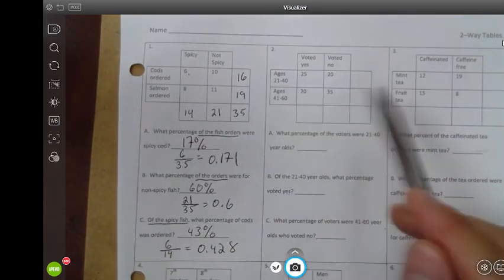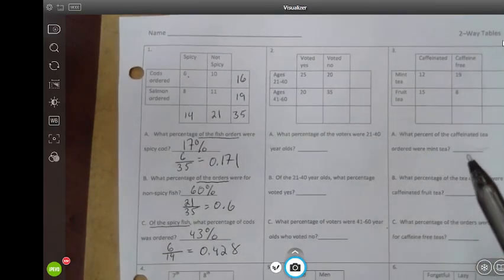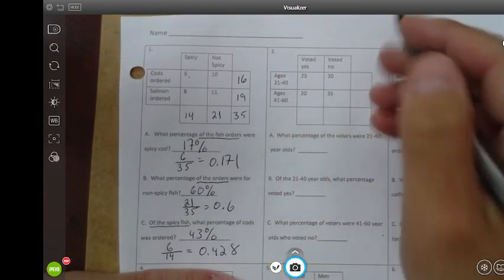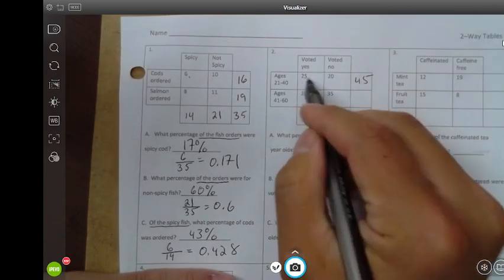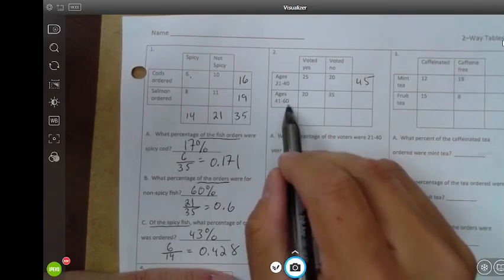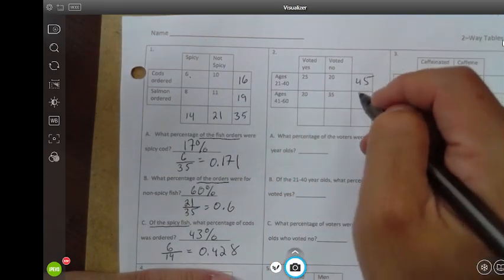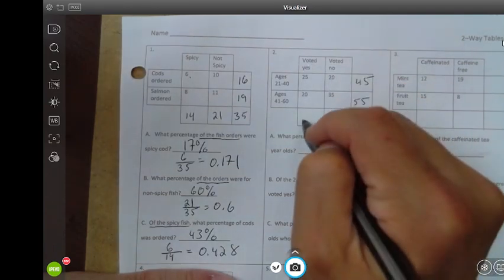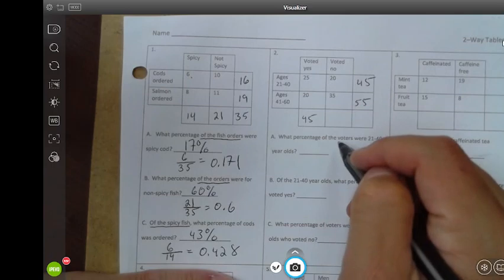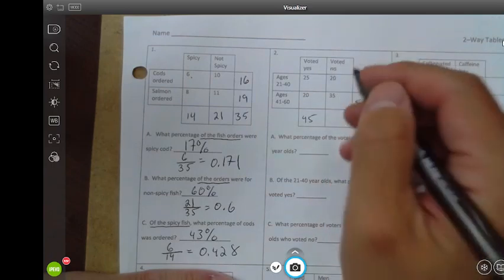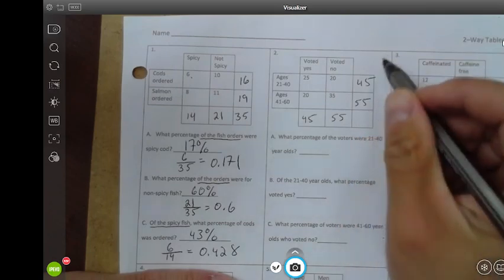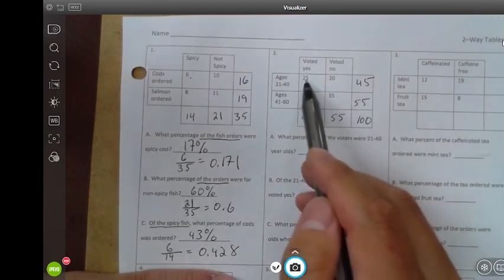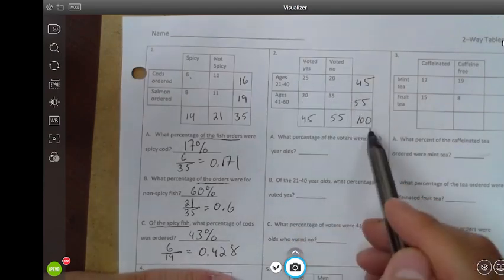Okay, so let's go ahead and find our totals first. Totals? 21 to 40-year-olds. It looks like there's 45 of them, right? 25 plus 20 is 45. 41 to 60-year-olds, 20 plus 35. Okay, so it's going to be 55. People that voted yes, 25 plus 20, 45. People that voted no, 20 plus 35 is 55. All right, so 45 plus 55 is 100. I also have 45 plus 55 here. I could have also done 25 plus 20 plus 35 plus 20 is also 100.